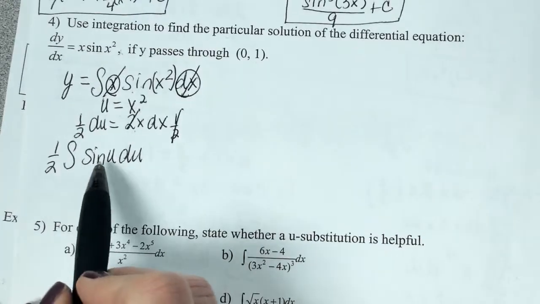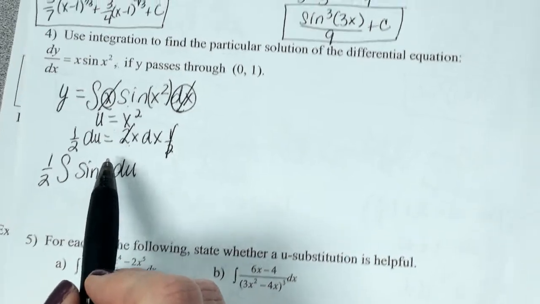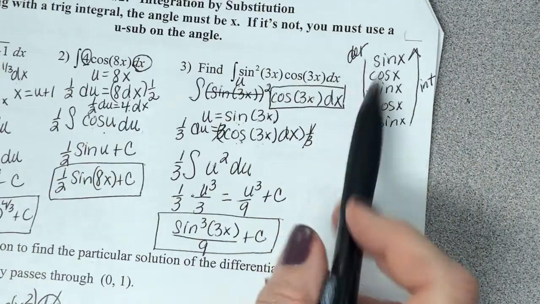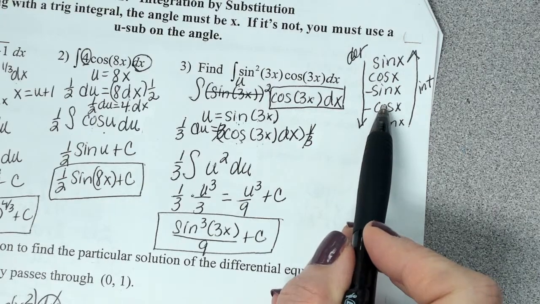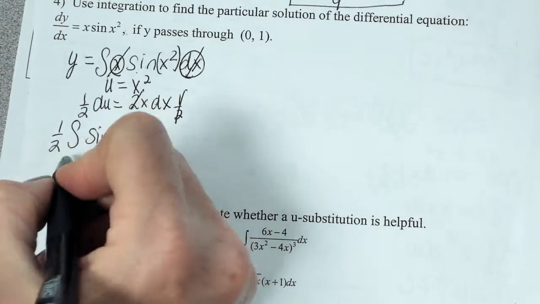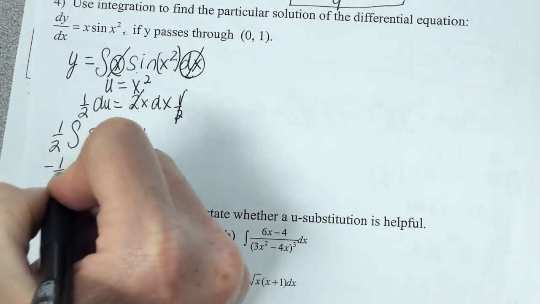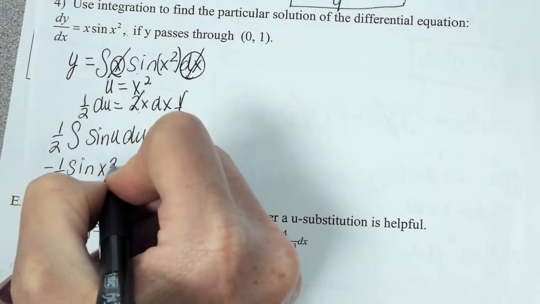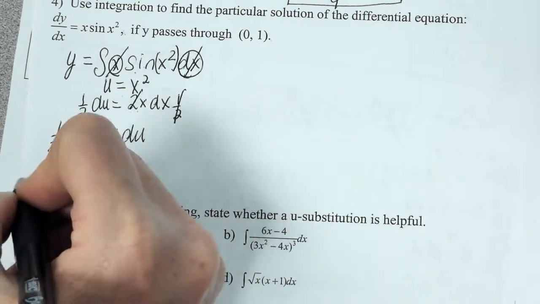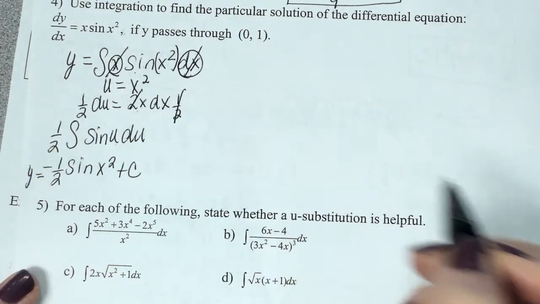So now to find the integral of sine u, well, I'm going to go here to my list. Go to sine x, go up to find the integral, and it's negative cosine x. So this integral is going to be negative 1/2 sine x squared plus c. That's what y is equal to.